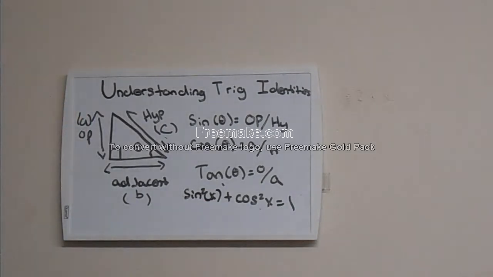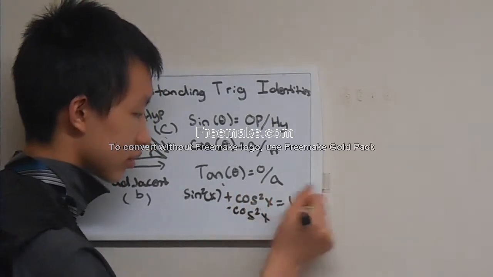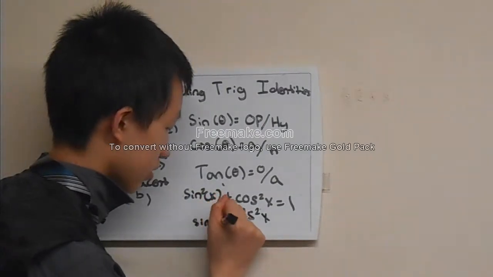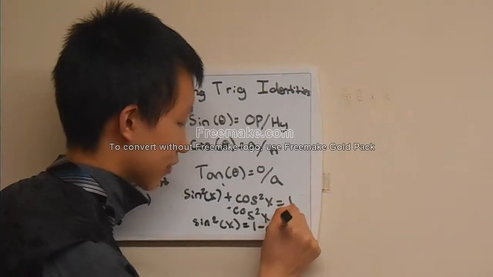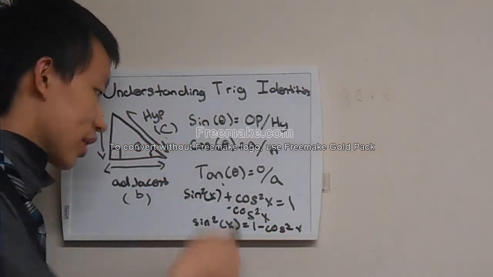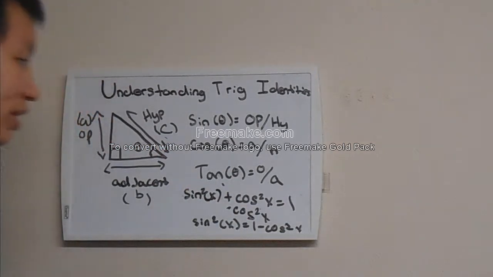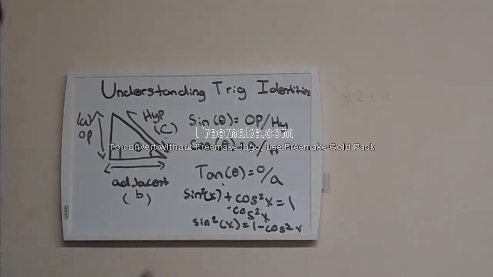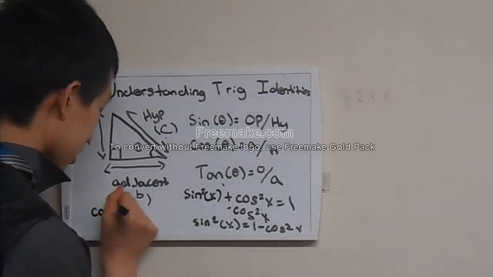By subtracting cosine squared of x from this side, we end up with sine squared of x is equal to 1 minus cosine squared of x. And we can do this as well with cosine squared of x. By keeping cosine squared of x and instead subtracting sine squared of x to that side, we end up with cosine squared of x, which is equal to 1 minus sine squared of x.